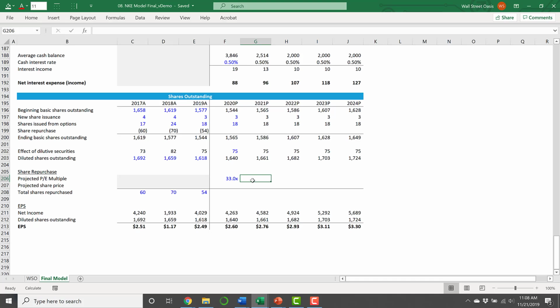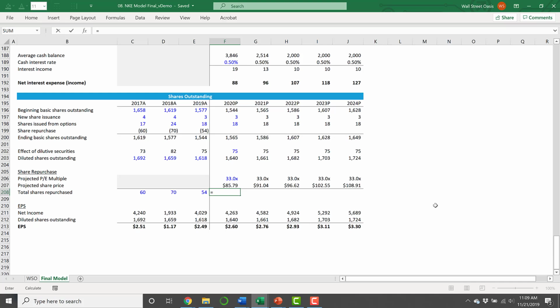We already have a projected PE multiple of 33 given to us, so I'm going to flatline that right. And this is something that somebody else could come in and make adjustments to if they want to use a different assumption. Like we just said, our projected share price is just going to be that PE multiple multiplied by our earnings per share that we have down here in row 213. Finally, my total shares repurchased are going to be the total dollar amount that I'm repurchasing divided by this projected share price that I just calculated in row 207.